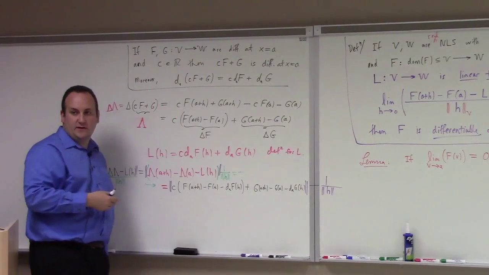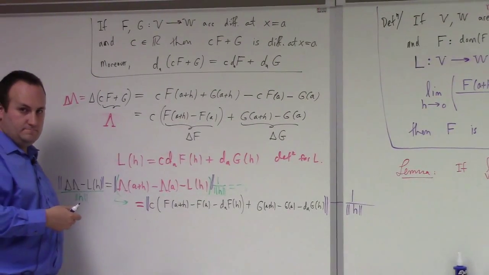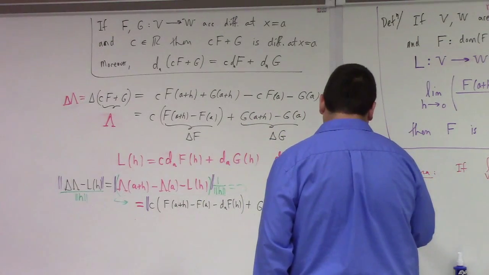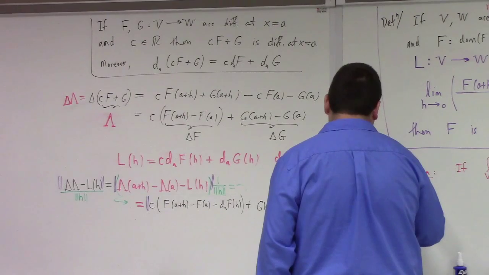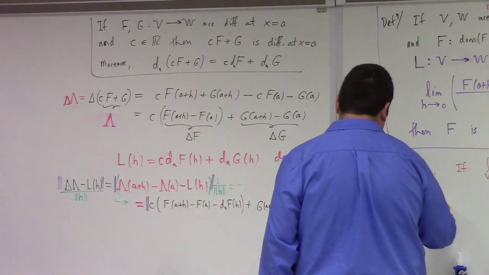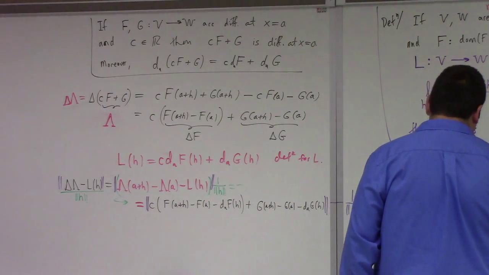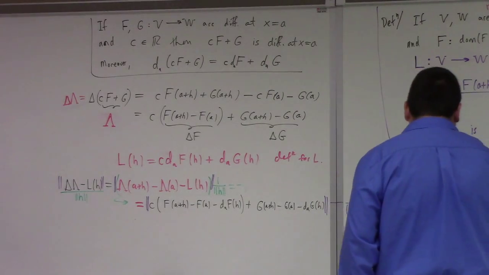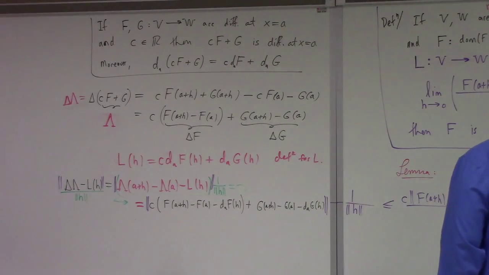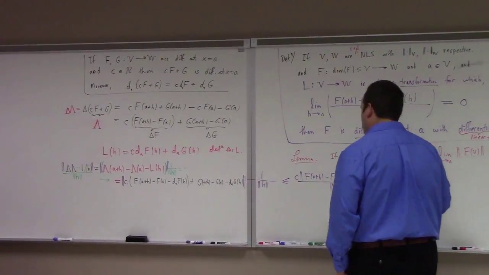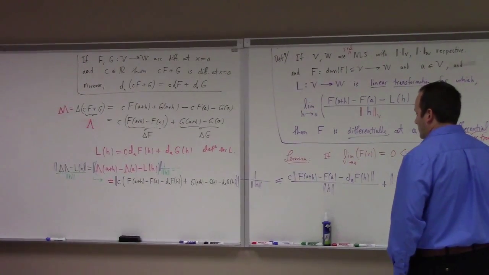But then I have the triangle inequality, right? This is, what? This is less than or equal to the norm of c times the norm of f of a plus h minus f of a minus d_a f of h, all divided by the norm of h, plus the norm of g of a plus h. Oh, I'm not sure this is actually what I want. Oh, it's fine. Yeah, I am trying to get as much stuff to go to 0. Actually, I'm feeling better about it.